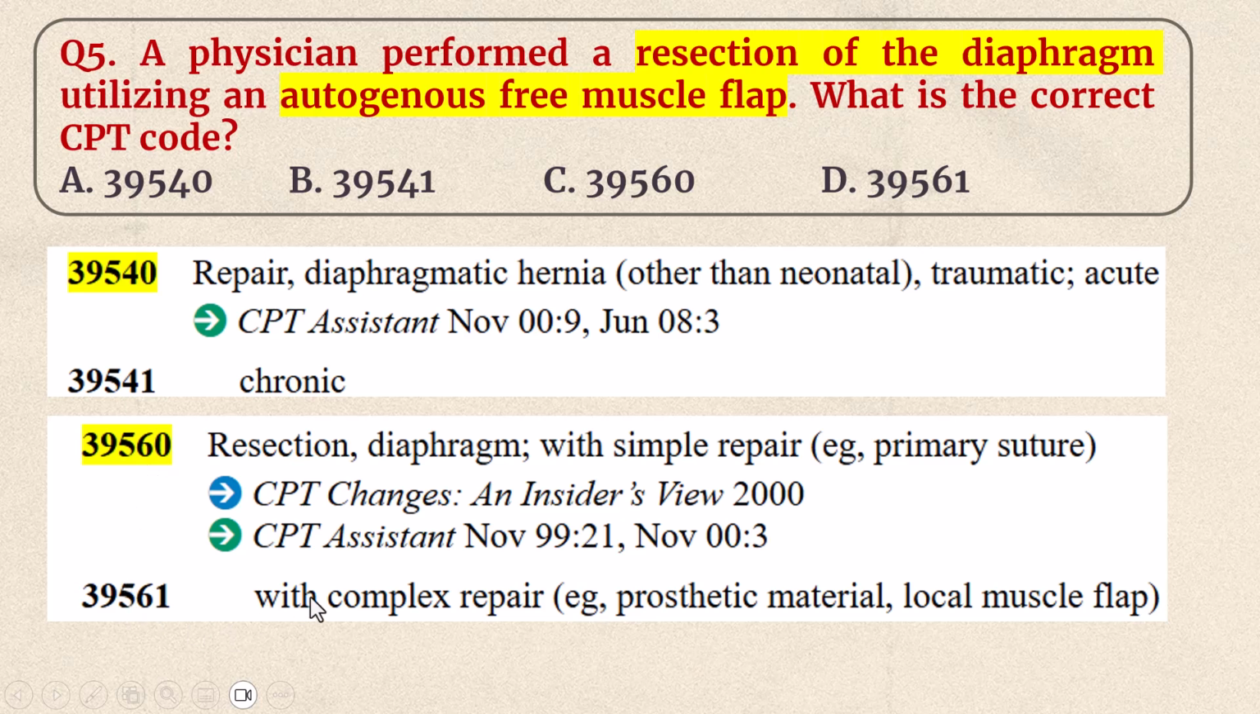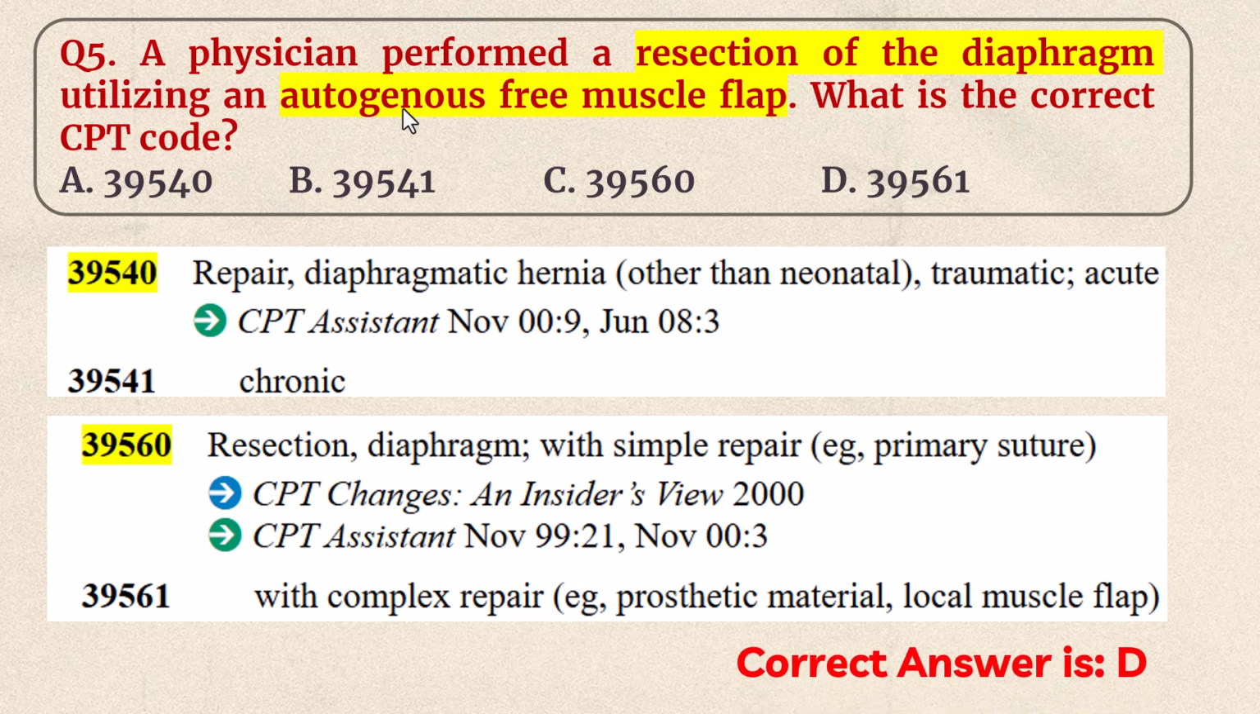561 says with complex repair. Complex repair means prosthetic material, local muscle flap. So in this case, you can see autogenous free muscle flap. That is autogenous means this is local muscle. So the answer should be 39,561. So the correct answer is D.